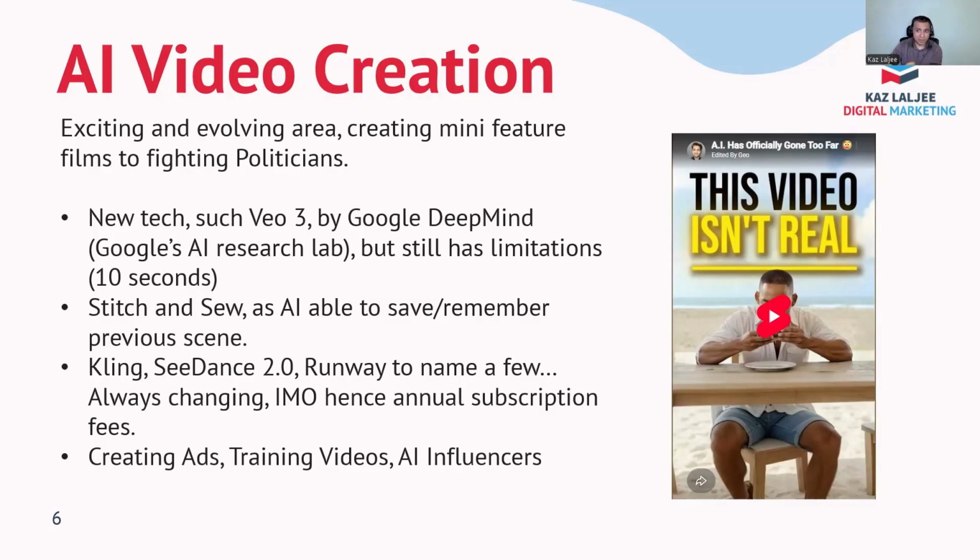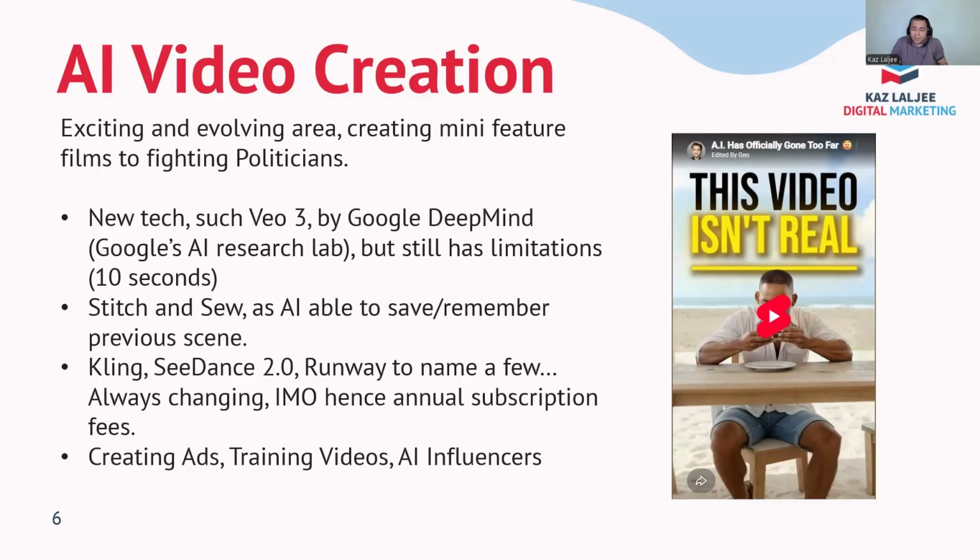And you can even do what we call stitch and sew. So basically, if we make a video that's 10 seconds long, AI will remember the picture, it'll remember the video, it'll remember the characters, it'll remember the shops or the buildings or the roads that were involved in that. And then you'll make the next 10 seconds, so then it'll become a 20-second video.